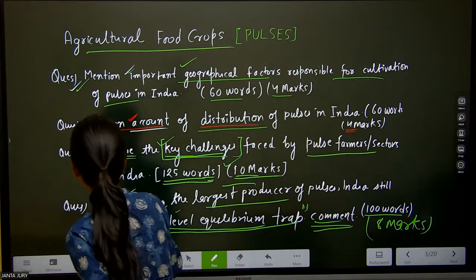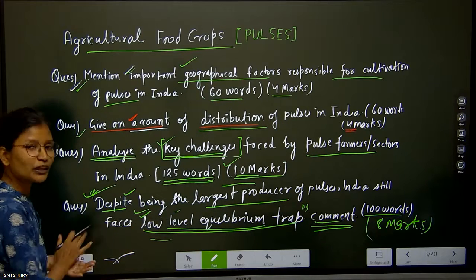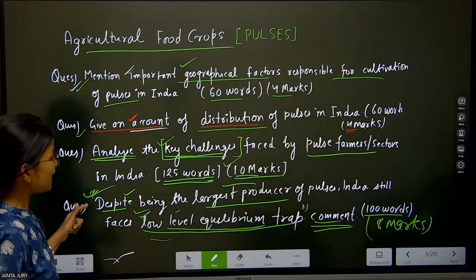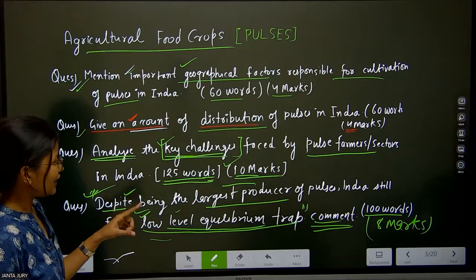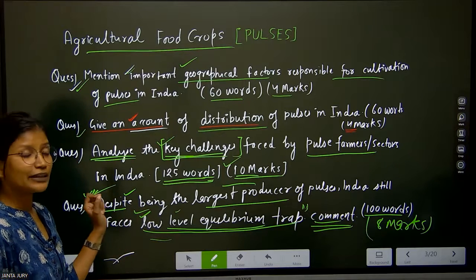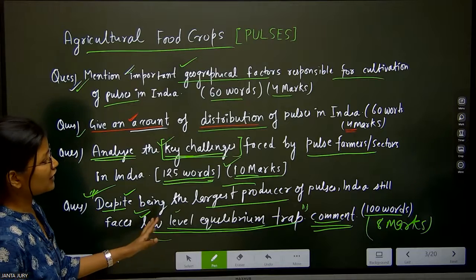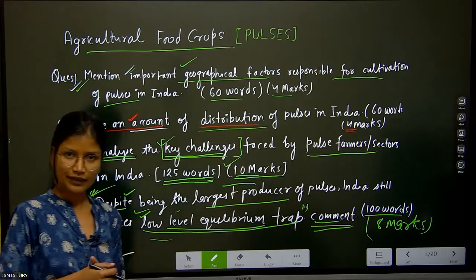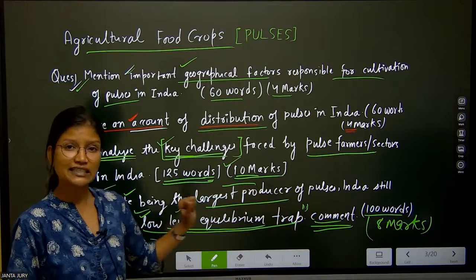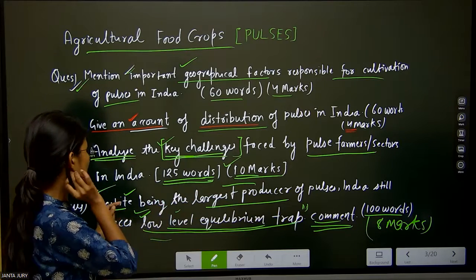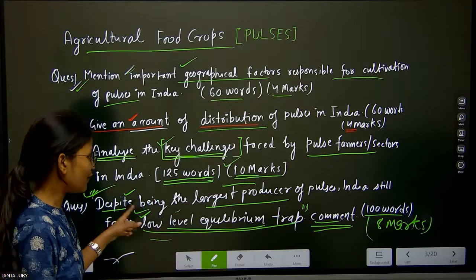The answer which we have to write, before knowing that, we need to know the question. So the question states, despite India being the largest producer of pulse, India still faces a low-level equilibrium trap. And the question is asking us to comment. That means we have to give a comment on this particular statement. So this statement is given by whom? By nobody. I have framed this question.